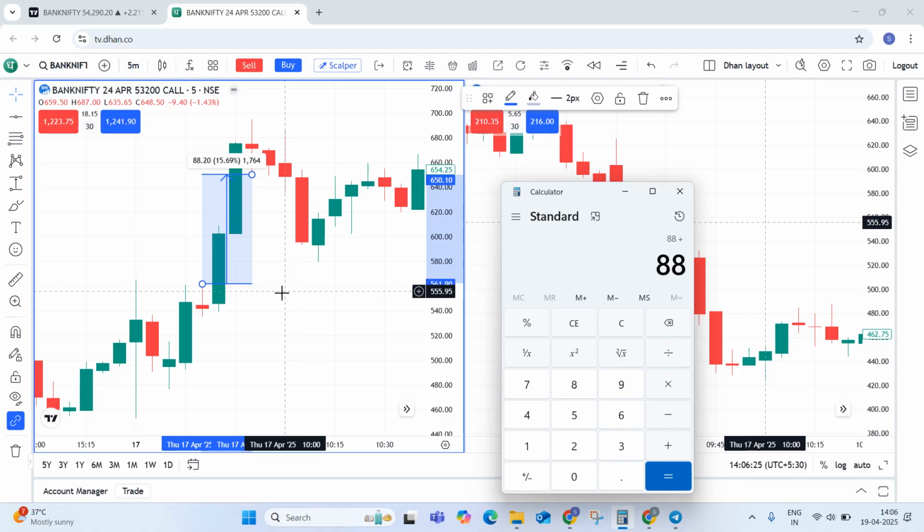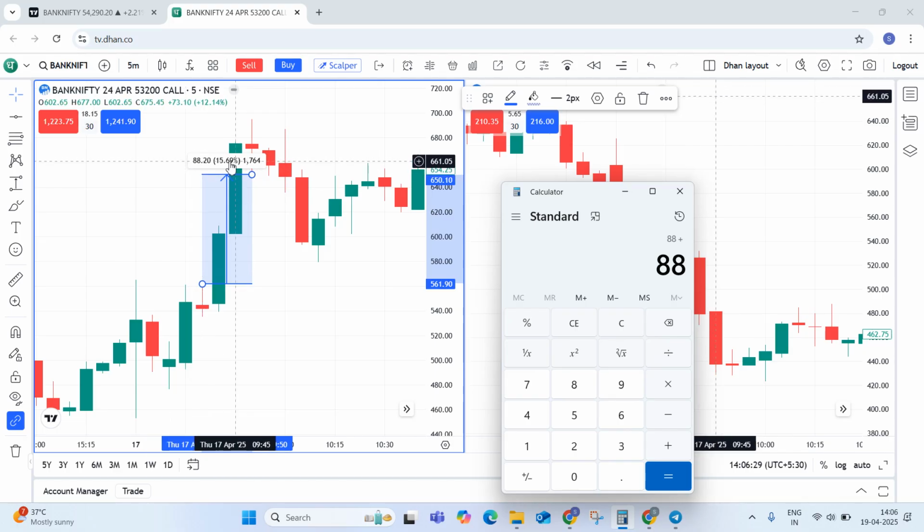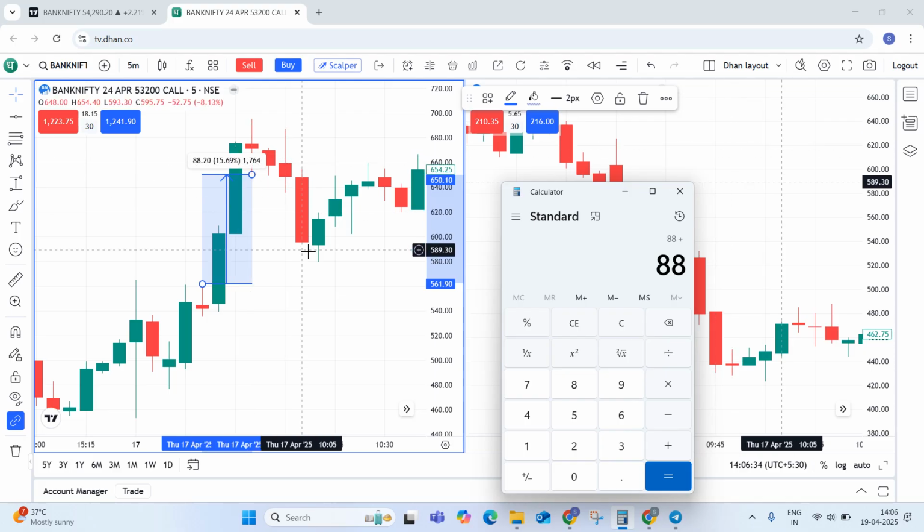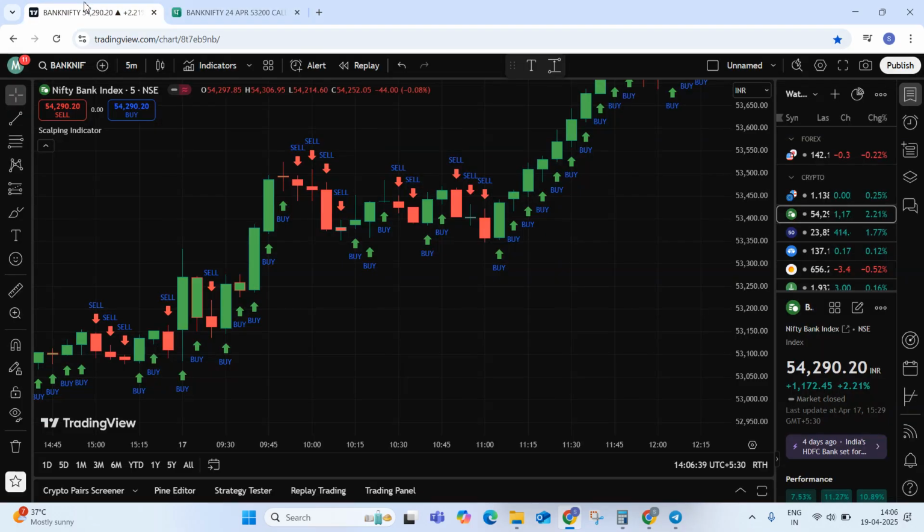In the first trade, I got 88 points. If you are satisfied with these points, you can quit trading for that day. But as per my theory, I'm continuing taking the signals. Initially I have got 88 rupees.